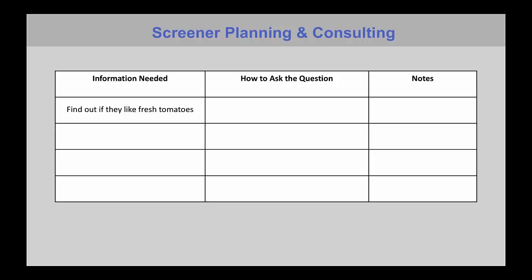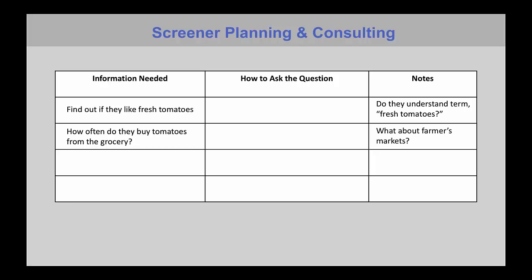So when I talk to them, they go, oh yeah, we really want to find out if they like fresh tomatoes. Over there, I'm just making a note to myself, I wonder if they understand what the term fresh tomatoes means. Okay, just a little note. How often do they buy tomatoes from the grocery? And I'm thinking, well, a lot of people go to farmers markets, so I'm making a little note over there. And then attitudes towards organic foods. And I'm thinking, food, produce, you know, this is a produce company. Maybe we need to make that distinction.